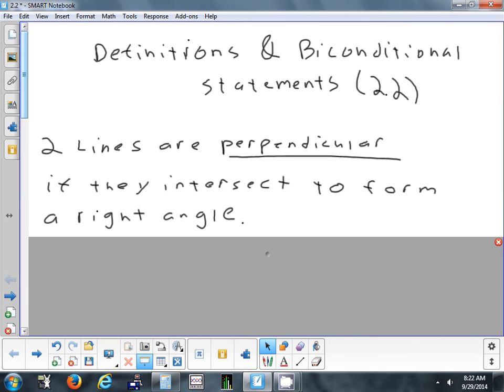Okay, so here's a fact. It says two lines are perpendicular if they intersect to form a right angle. That's a statement that's true. Two lines are perpendicular if they intersect to form a right angle.